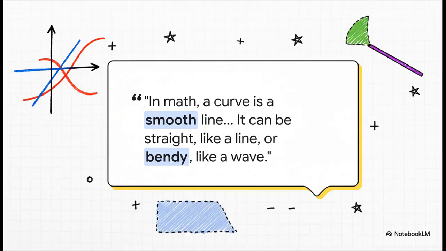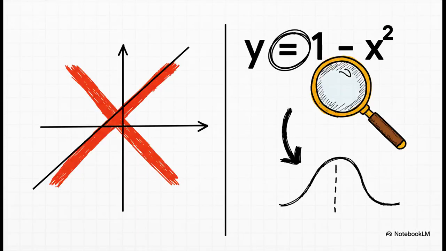I really love this definition from Geeks for Geeks because it's just so simple and intuitive. A curve is just any line, straight or bendy, that you can draw in one continuous motion. So, what kind of equation gives us one of those bendy lines? Let's check this one out. See that little 2 floating above the x?